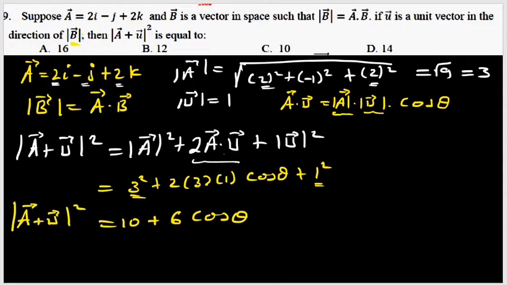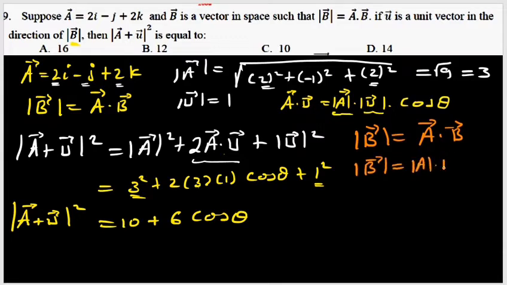But the other given condition, what does it say? The magnitude of B is equal to A dot B. This means magnitude of B is equal to magnitude of A times magnitude of B times cos theta. The theta, again, is the angle between A and B. But the angle between A and B is the same as the angle between A and U, because vector U and vector B are in the same direction.